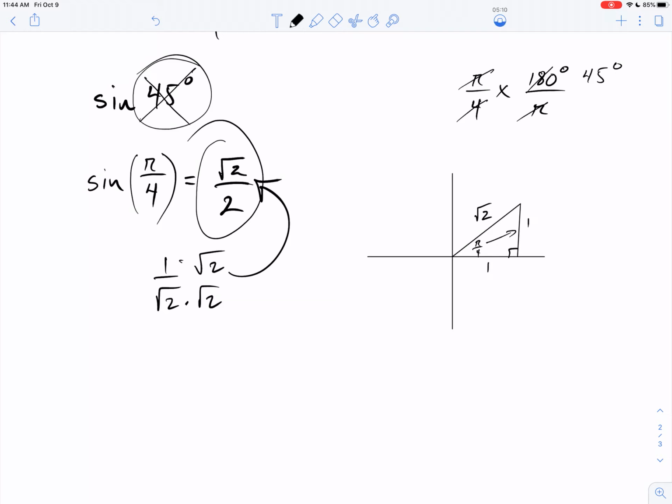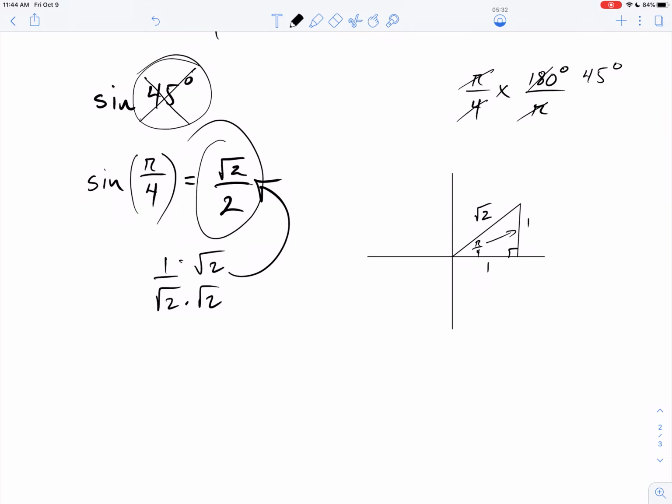Sometimes sine is negative. Sometimes cosine's negative. Sometimes secant is negative. How do we get these answers that are negative for some of these functions? Well, here we go. What I'm about to show you is called drawing reference triangles to evaluate the trig functions.